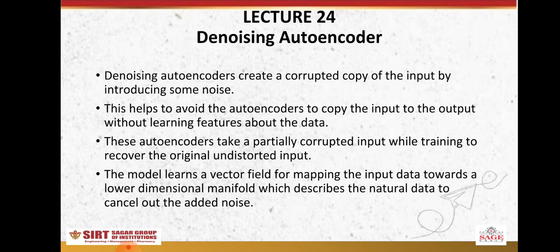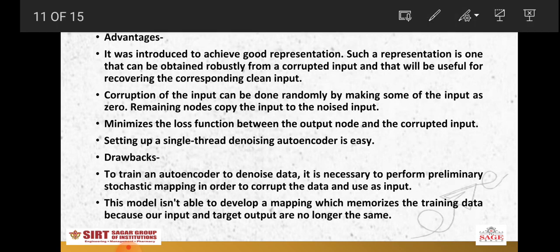The model learns a vector field for mapping the input data towards a lower dimensional manifold, which describes the natural data, to cancel out the added noise. Meaning, the model maps the input data onto a lower dimensional manifold that generally describes the natural data. That mapping process is there so that the induced noise can be cancelled out.